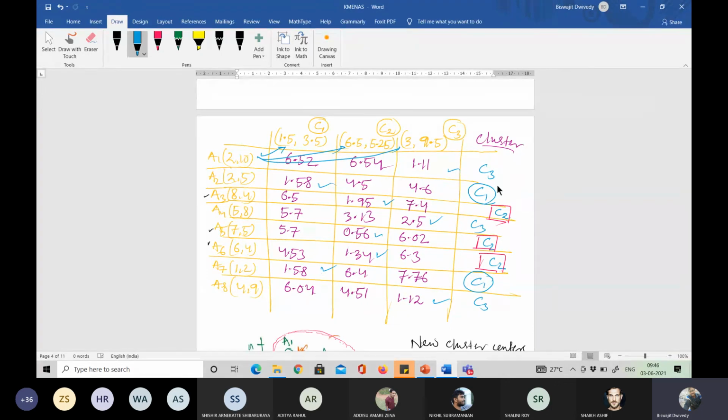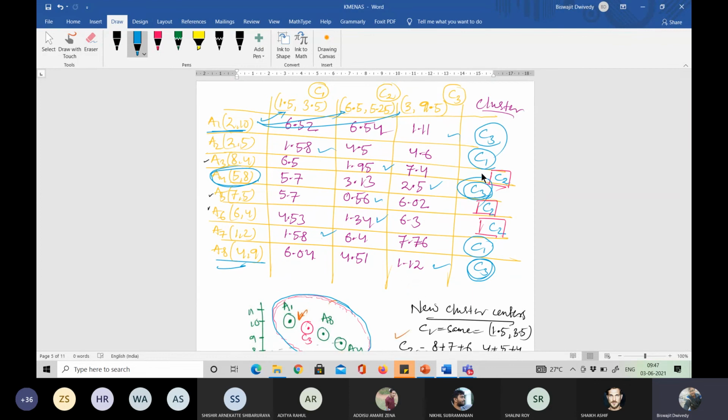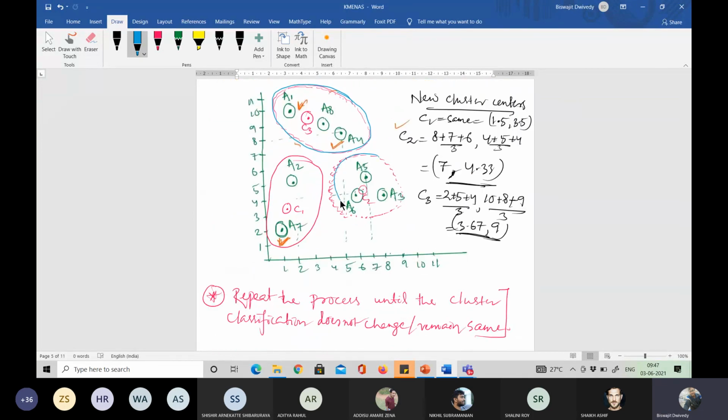After finding this, you can see this point and your A8, as well as this point, A4, have been kept in one cluster. You can see C3, C3 and C3 are there. That means these 3 points have been kept in one cluster. Next, these 3 points are kept in another cluster. I have highlighted them using a red rectangle. So these 3 points are in another cluster.